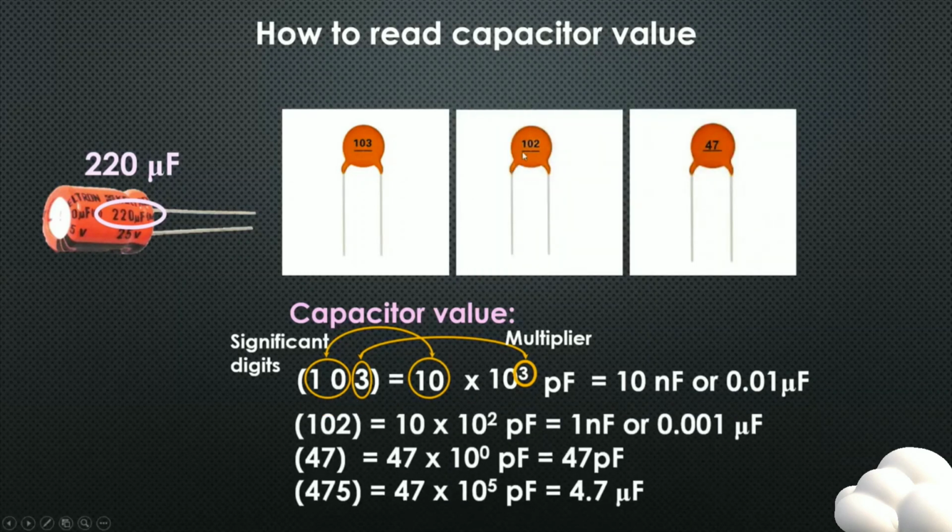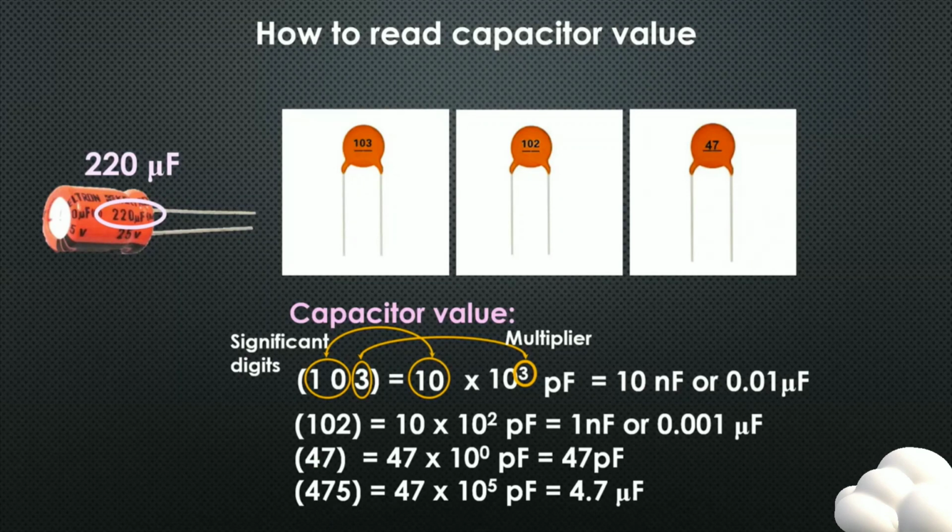So we can say in the first case, it will be 10 into 10 to the power 3 picofarad. Pico means 10 to the power minus 12. So minus 12 plus 3 will be minus 9. So it will be 10 nanofarad, or if you convert it into microfarad, it will be 0.1 microfarad. Next, similarly, if we have 102, then the first two values will be significant digits, 10 into 10 to the power 2 picofarad, which can be written as 1 into 10 to the power 3 picofarad, or it can be 1 nanofarad.